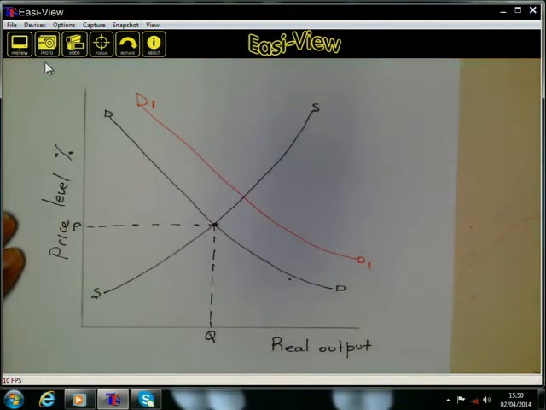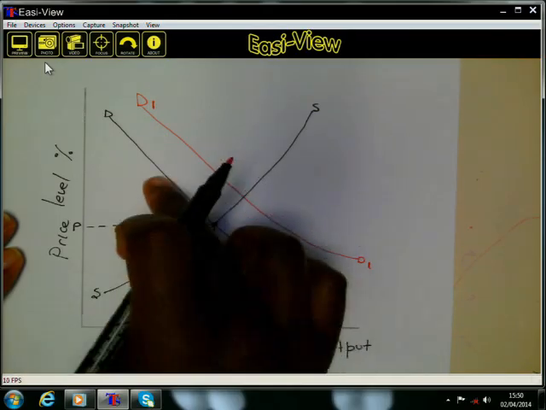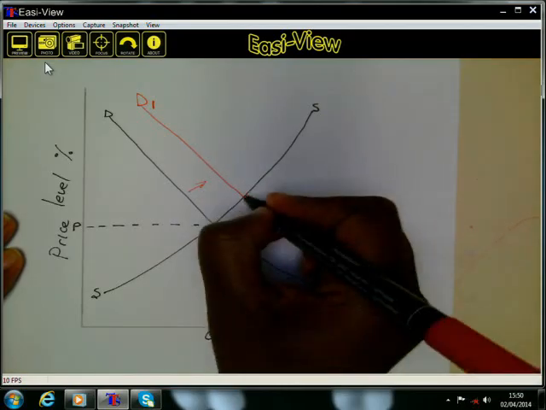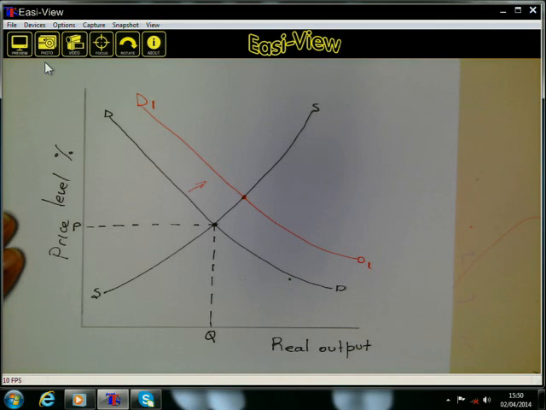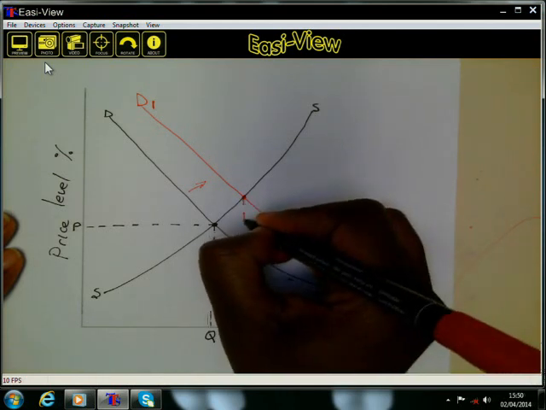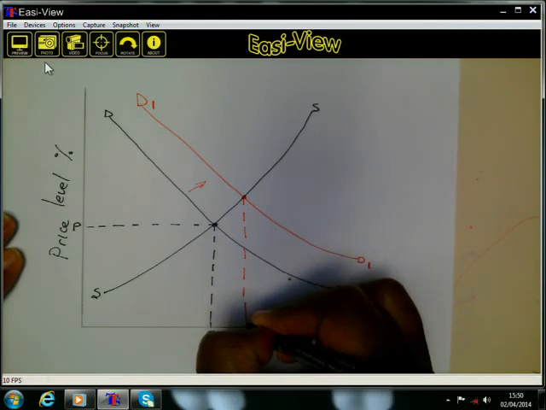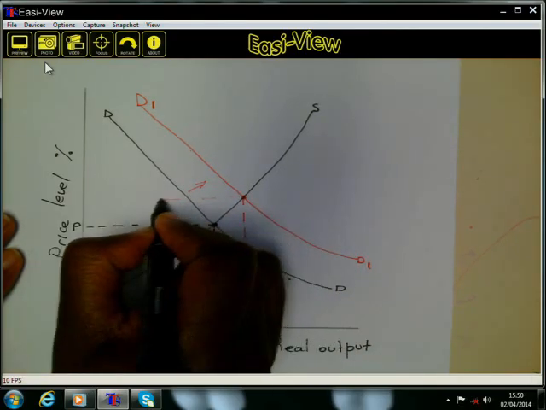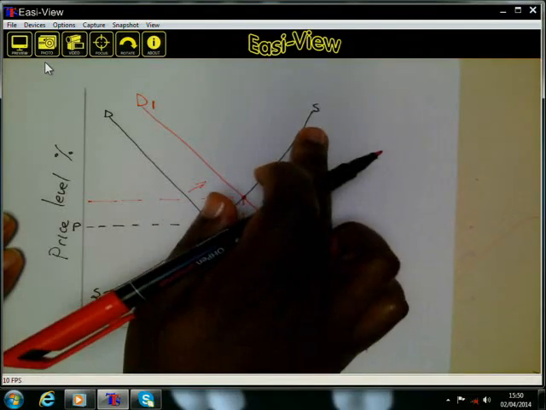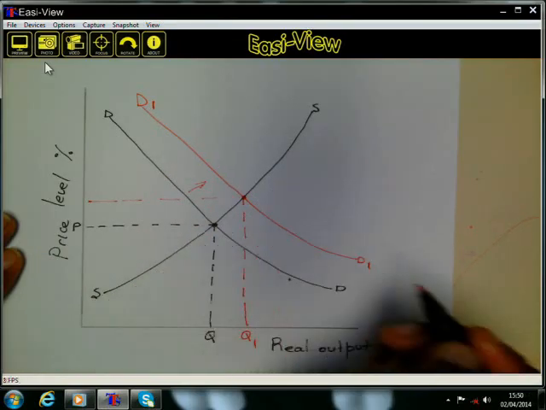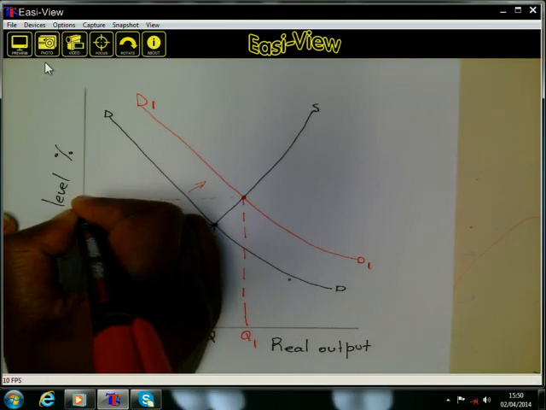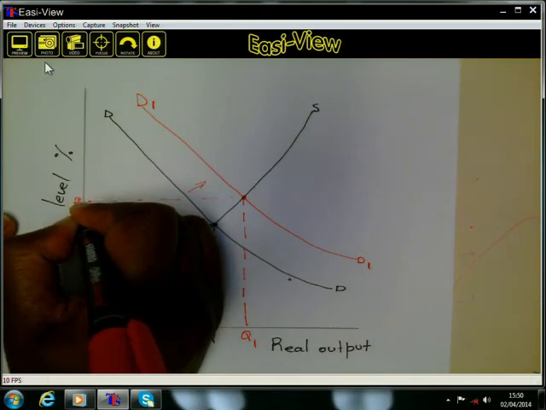But now what is the problem? As you can see, demand has shifted to the right, but supply has remained the same. So the problem that we are going to encounter is, yes, we have spent more, we have increased our quantity, but the catch is when demand increases but supply remains the same, then we are going to have an increase in price. So you see there, the price increases to P1.